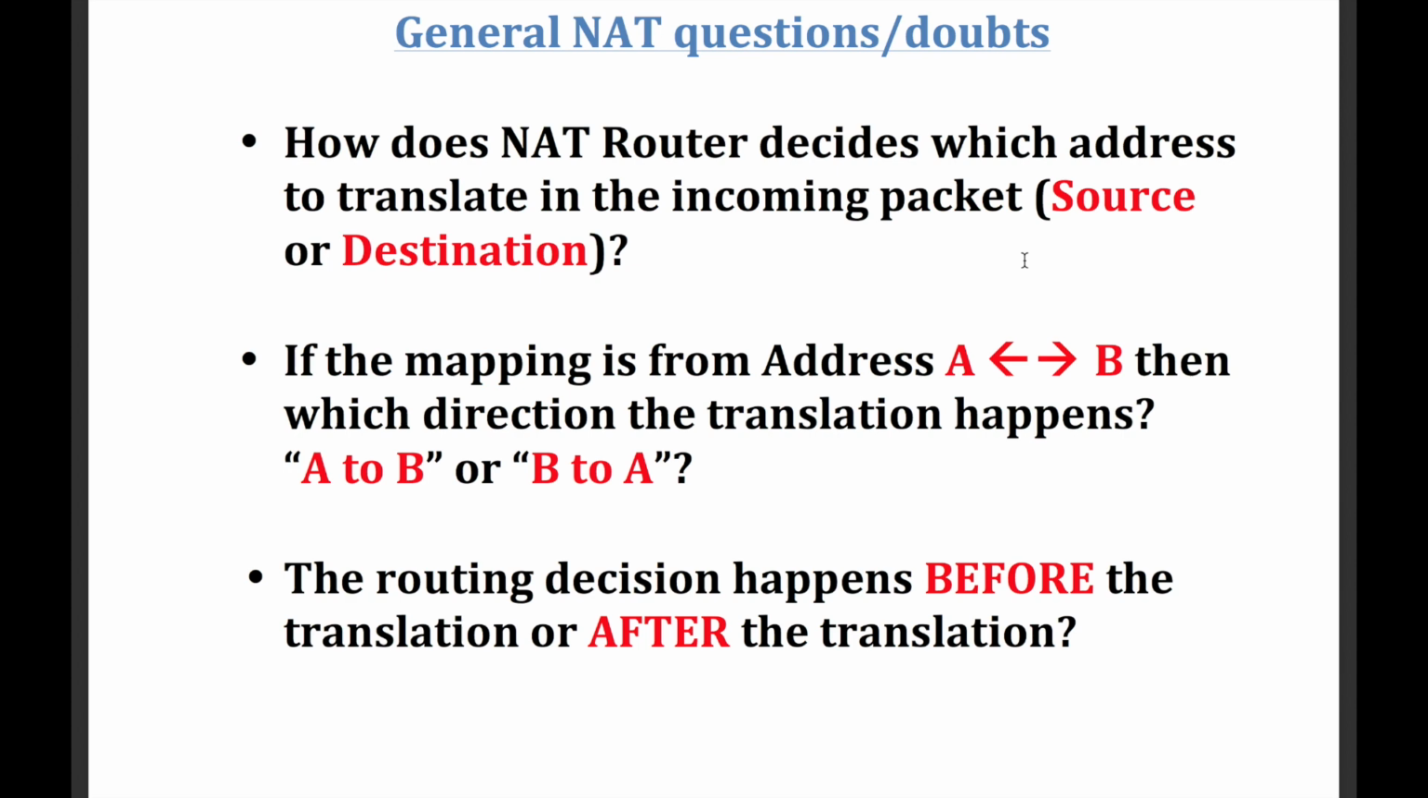And the last question is, once the translation happens, is the routing decision taken, or is it taken before that? So when the packet comes in, does the router immediately check the routing table to find the exit interface and then the translation happens, or does the translation happen first and then the routing decision is taken? These are the core questions which, if answered, will make NAT very easy to understand. So to answer all these questions, let's go one by one.